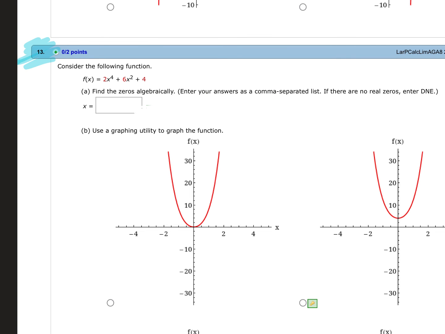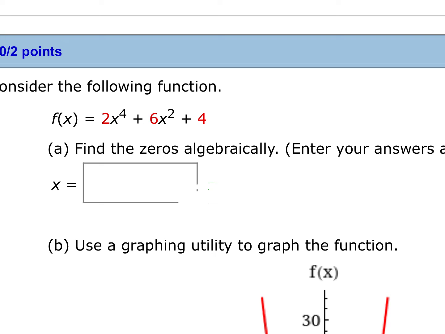All right, so looking at number 13. First thing I want to do is factor it to find my zeros. How can I factor this?